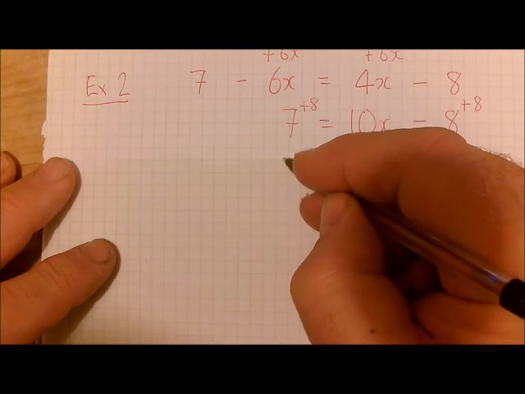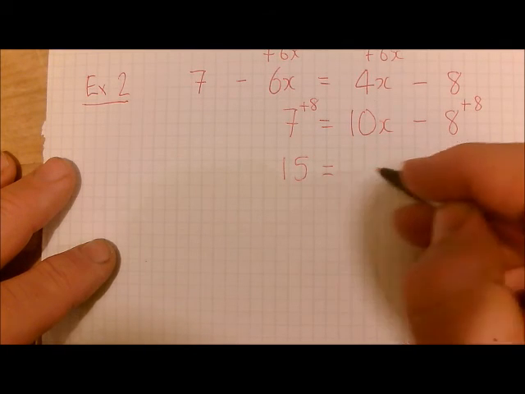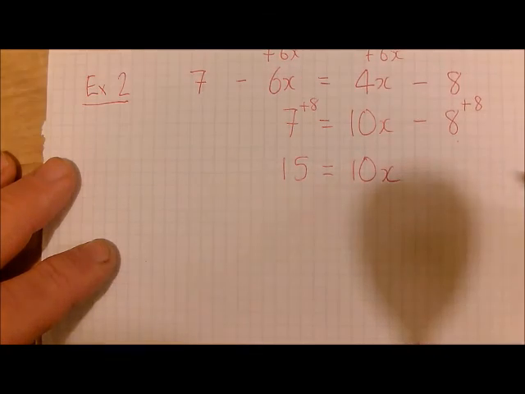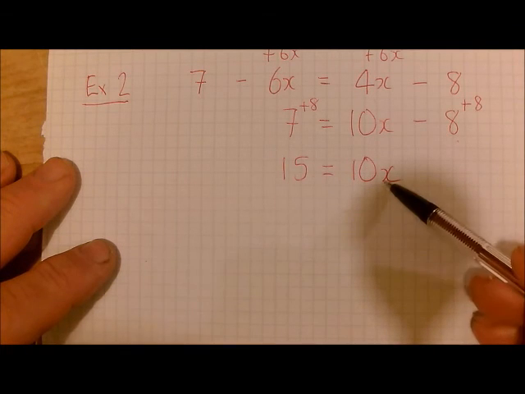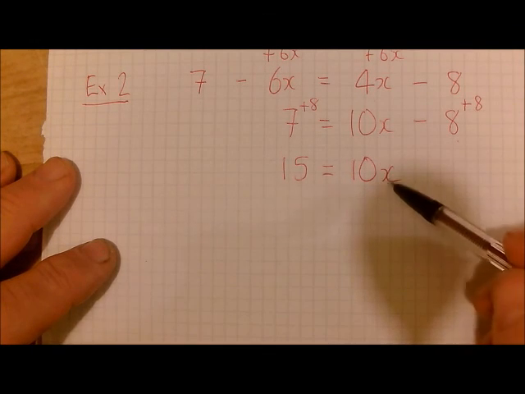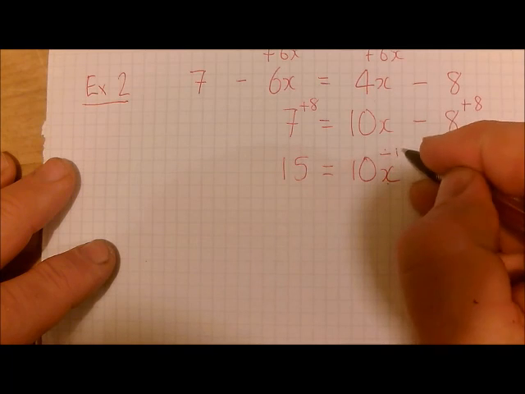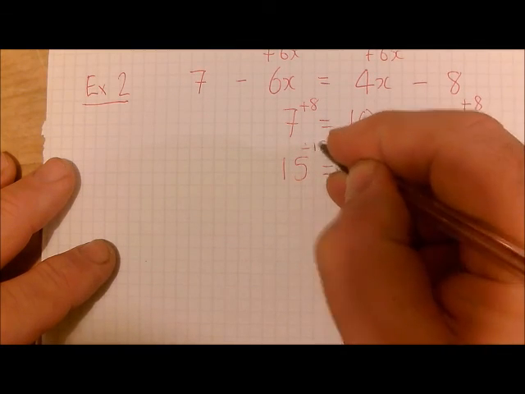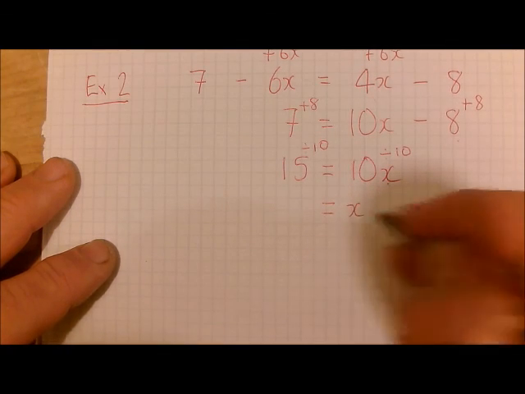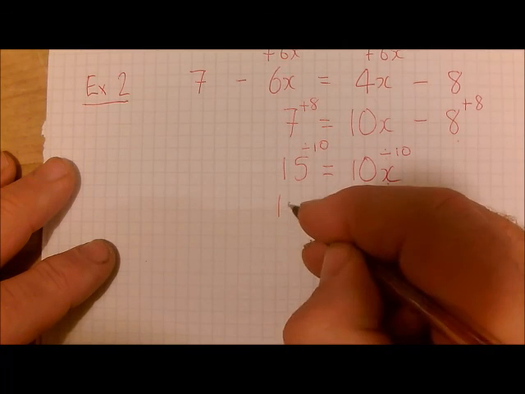On the left hand side that gives me 15. On the right hand side it leaves me with 10x. Now to get x I have to divide by 10. And here we find that x must equal 1.5.